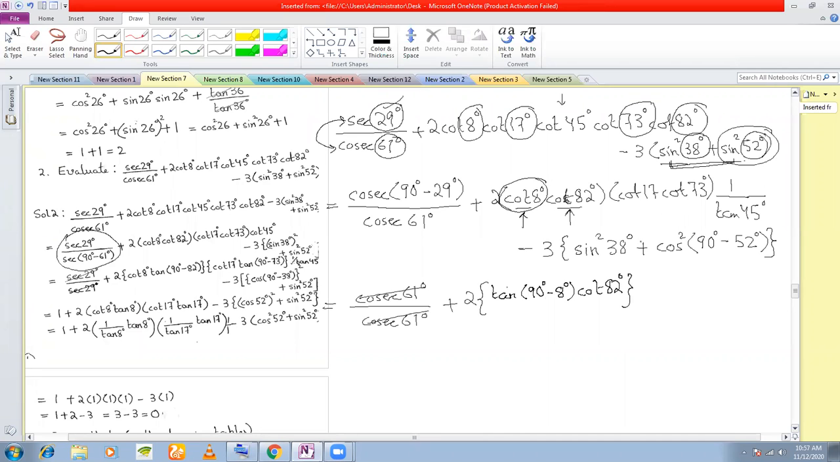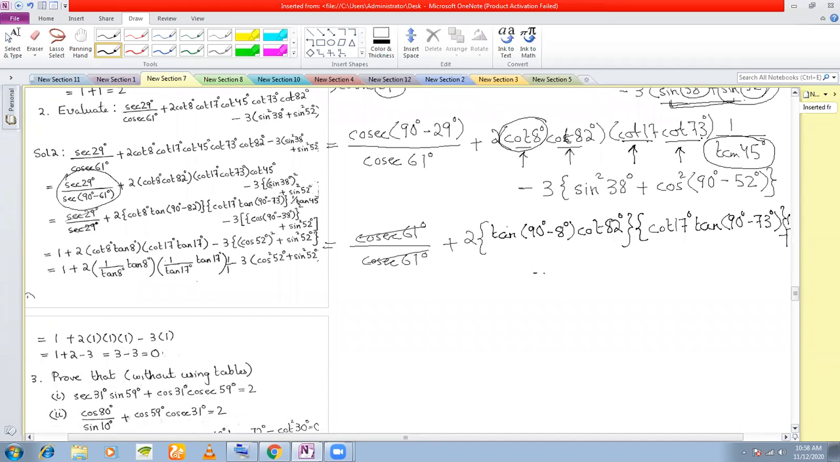Okay, consider the next pair. The next pair is cot 17, cot 73. You change either one. You change either cot 17 to tan, or you change cot 73 to tan. It depends on you. Okay, let's change cot 73. This time we let cot 17 as it is, and we change cot 73 to tan. That means this will become 90 degree minus 73 degree. And 1 by tan 45. You know the value of tan 45 is 1. So this will be simply 1 by 1. Okay. So that is 1. Nothing to do there.